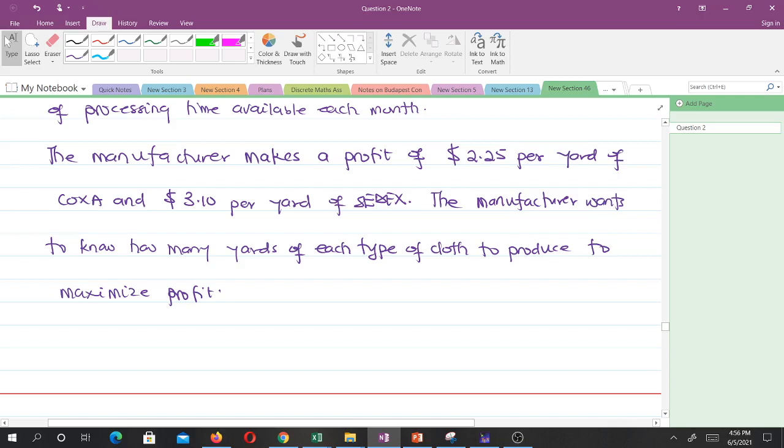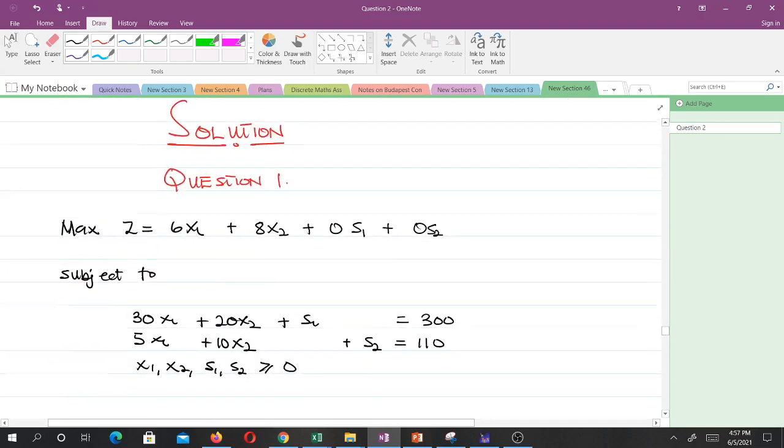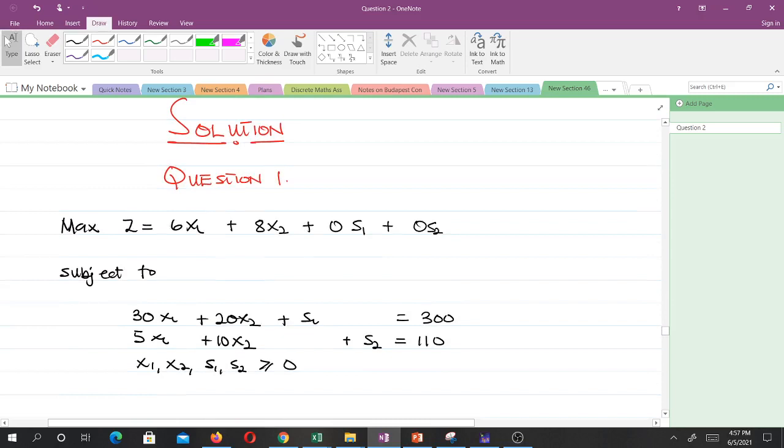So we have to formulate an LP model for this and solve using the simplex method, and help us know the yards of each type of cloth that the manufacturer has to produce. So these are the two questions that we are going to solve using the simplex method. And after solving these questions, trust me, you are going to understand the method very, very well, because we are going to take our time to go through it. So, as I said, always the first thing for you to do is to write the LP model in standard form.